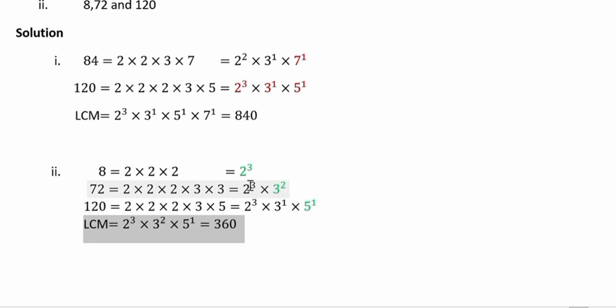You can see 2 appeared on all of them. We picked the one which has the highest power. Coincidentally or by good luck, all of them have the same power, so we pick one of them. 3 appears on 2 of them. We have 3 squared and 3 raised to power 1. We pick the one with the highest power, that is 3 squared. 5 appears only in 120 and it's raised to power 1. We also have to include it. When you multiply them, you will get 360.